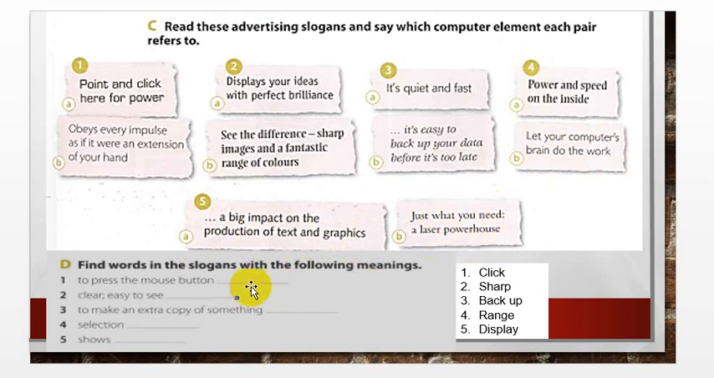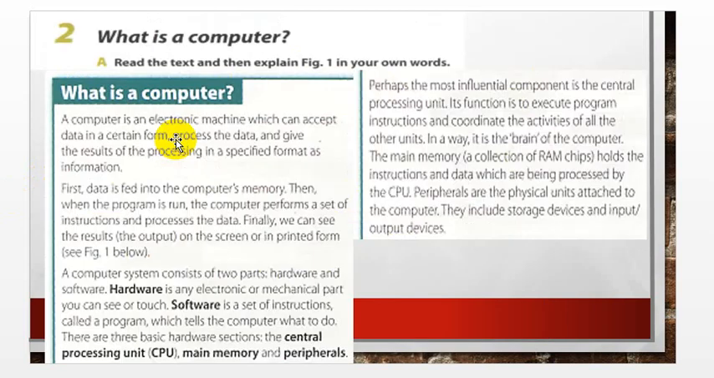Okay, you can find the words in slogan with the following meaning. Here is the answer key you can find from here. Okay, let's go to the passage. What is a computer? Here we have an English passage, or an English text, or a reading text. Read the text and then explain figure 1 in your own words. Then you can go to figure 1 in your computer and explain it.